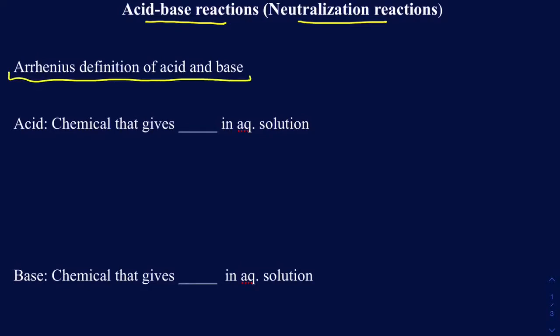And in this particular lecture, we're only going to be focusing on the Arrhenius definitions of acids and bases. There are actually two other ways of defining acids, one of them called the Bronsted-Lowry and the Lewis acid-base definitions. But here we'll just focus on the Arrhenius concept of acids and bases.